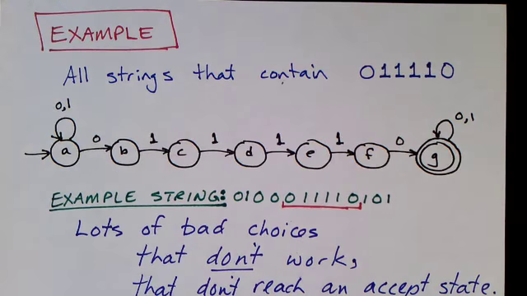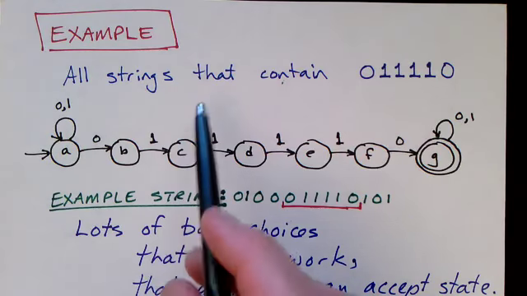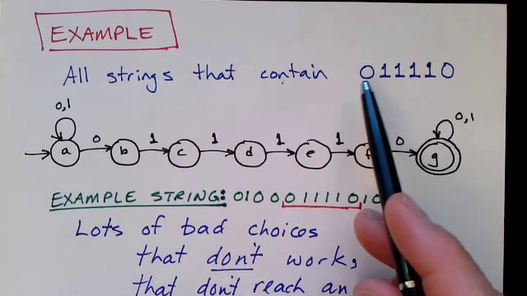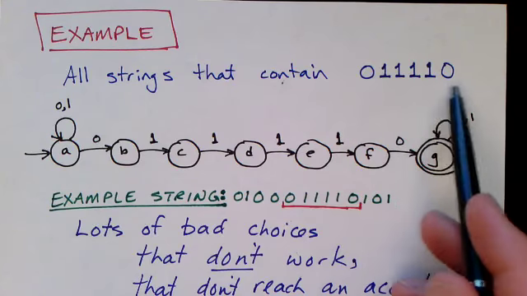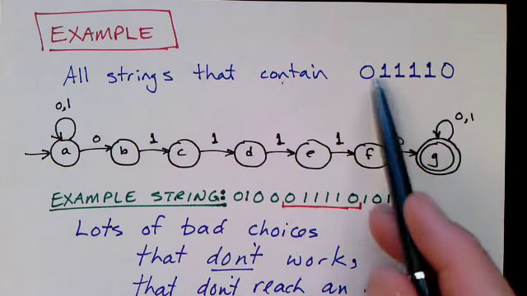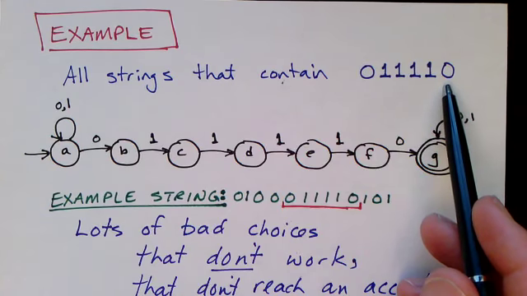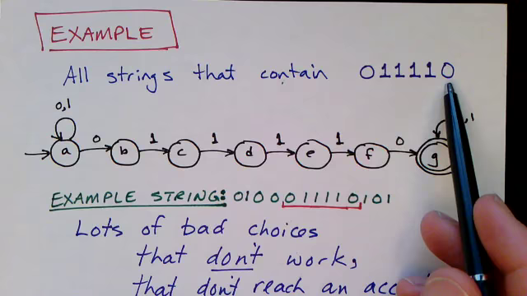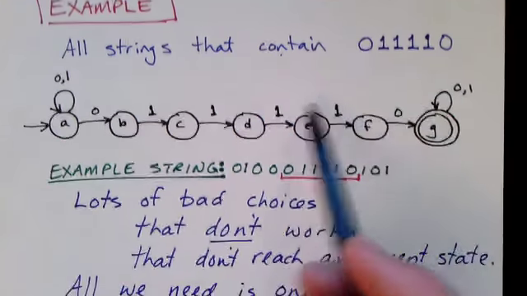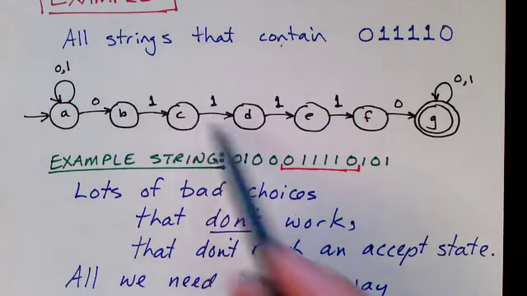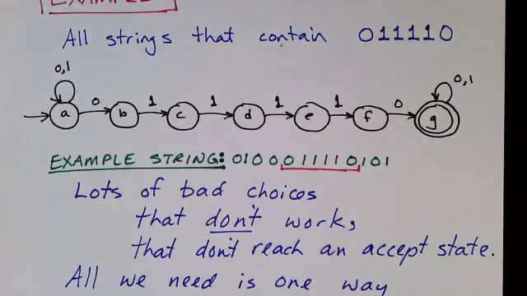Let's look at our first example of a non-deterministic finite state automaton. Here we want to recognize the language that contains strings that contain 0, 1, 1, 1, 1, 0 as a substring. So any string that contains this sequence of 6 symbols should be accepted and recognized as part of the language. And it's pretty straightforward to build a machine that does this if we have non-determinism.